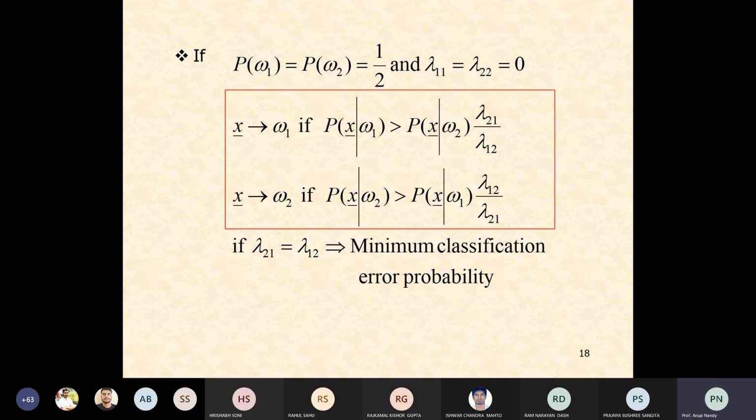Okay, and these things are to be multiplied. And if lambda 21 is equal to lambda 12, then it is a minimum classification error probability. And if you have P(w1) and P(w2) equal to half, you can assume it, and that is p(x|w1) multiplied by a factor which is less than 1. And if you see the region, this R2 will be increased while this R1 is decreased, and also it will be true for the other case.